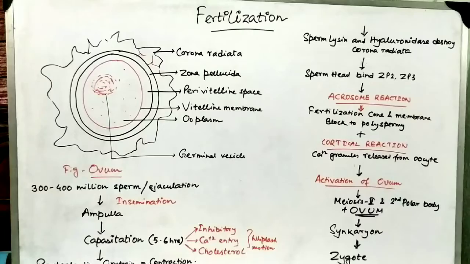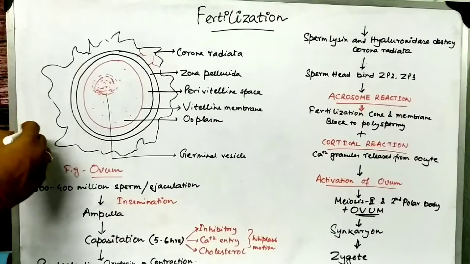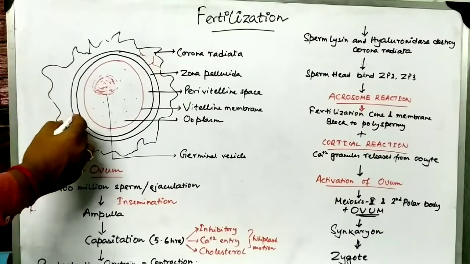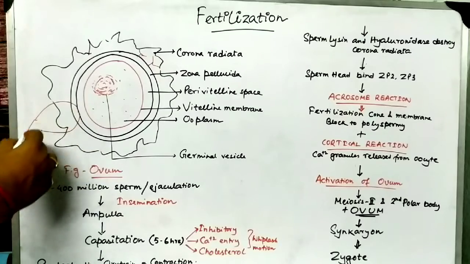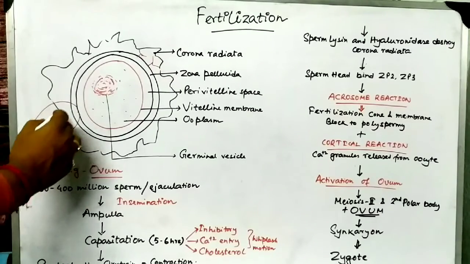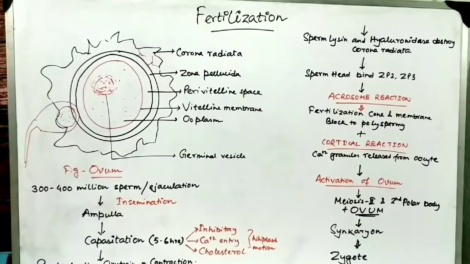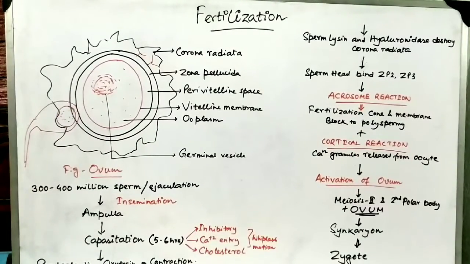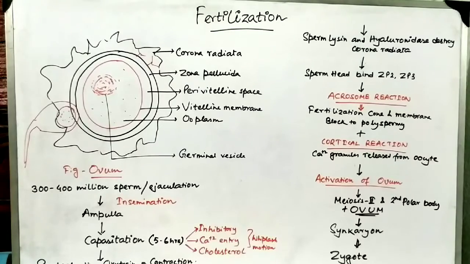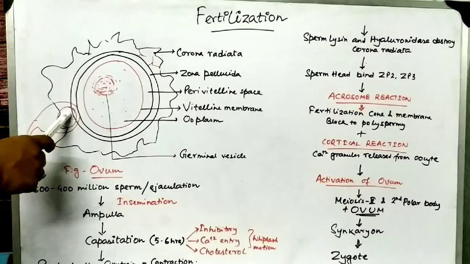Now the acrosome reaction will happen. The acrosome reaction happens inside the sperm, when the sperm touches the zona membrane. This is the sperm structure, and a bag-like structure is present at the frontal region of the sperm. This bag-like structure is known as the acrosome. The enzymes are present in this acrosome region.